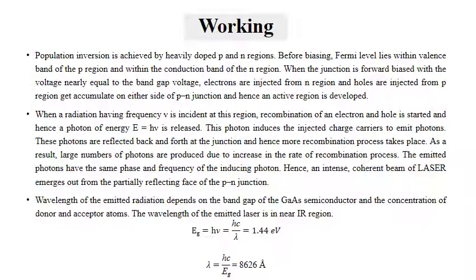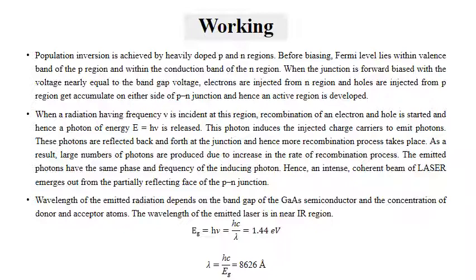When a radiation having frequency nu is incident at this region, recombination of an electron and hole is started, and hence a photon of energy E equal to h nu is released. This photon induces the injected charge carriers to emit photons. These photons are reflected back and forth at the junction, and hence more recombination process takes place. As a result, large numbers of photons are produced due to increase in the rate of recombination process.